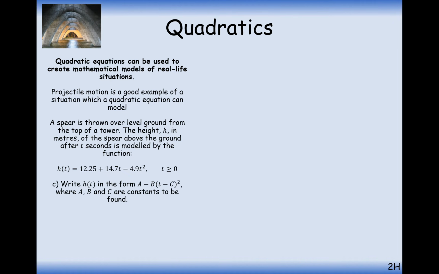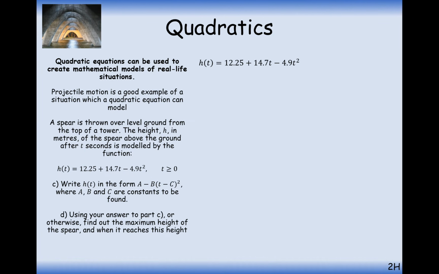Part C is write h of t in the form a minus b bracket t minus c squared, where a, b and c are constants. Effectively it wants you to complete the square of this expression, and then D has a use for it. So let's try and do that. It'd probably be better to put the minus 4.9t squared at the front. So what we should do is factorise out the minus 4.9 from the first two terms, leaving the last one until the end. So we've pulled out 4.9 from both of these two terms. Complete the square with these two expressions here.